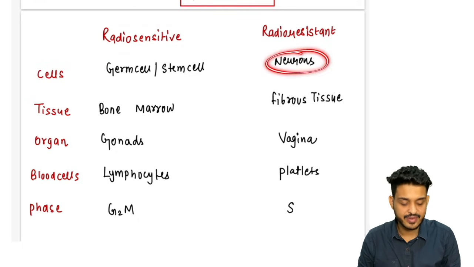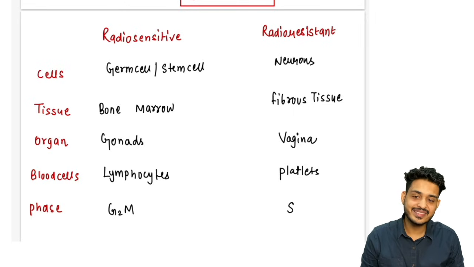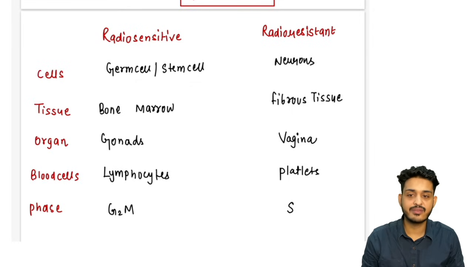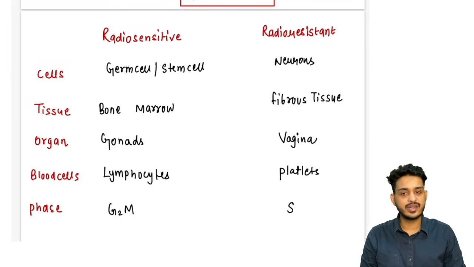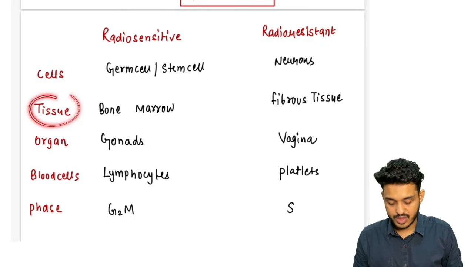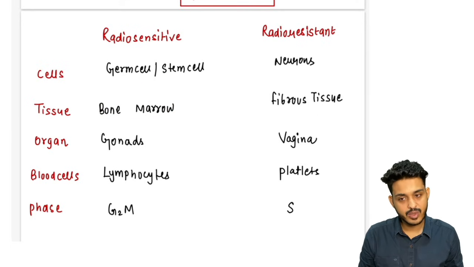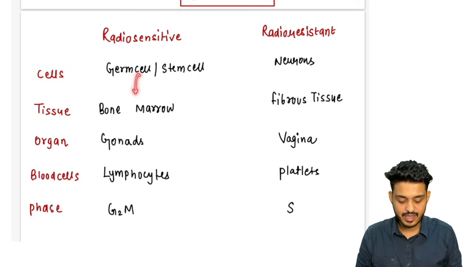They will have the effect of radiation. Whereas any cell which is not dividing, for example neurons, is going to be radio resistant, right? So germ cells are going to be the most radio sensitive cells. Okay, they will ask this type of question: what is the most radio sensitive tissue? Simple understanding, multiple cells are going to make what? Tissue, right? And these cells are going to be present where?